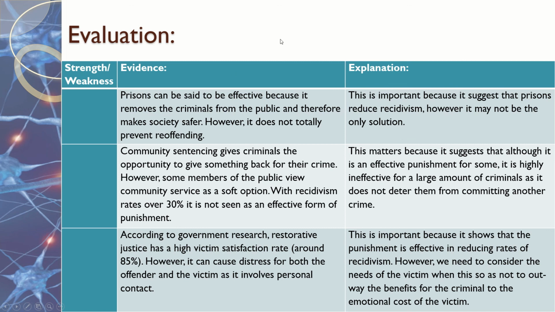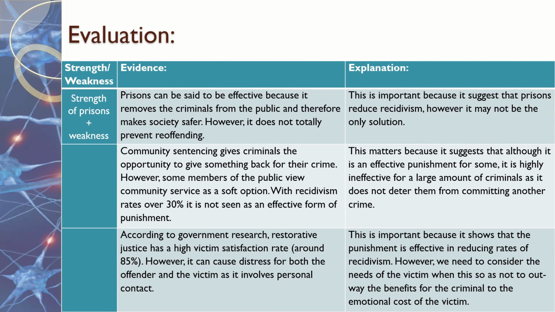So, prisons can be said to be effective because it removes the criminals from the public and therefore makes society safer. However, it does not totally prevent reoffending. This is important because it suggests that prisons reduce recidivism, however it may not be the only solution. Do you think it's a strength or a weakness? The answer is both. You've got a strength and a weakness in there. The strength is your first sentence here and your weakness is your second sentence here.